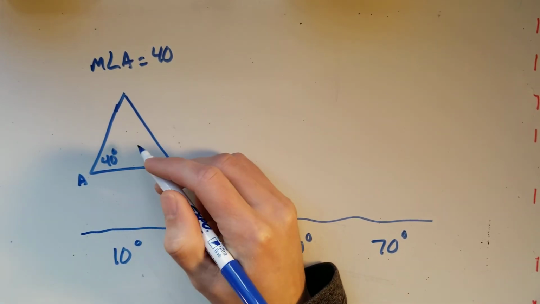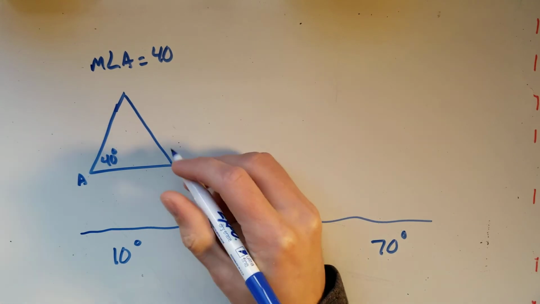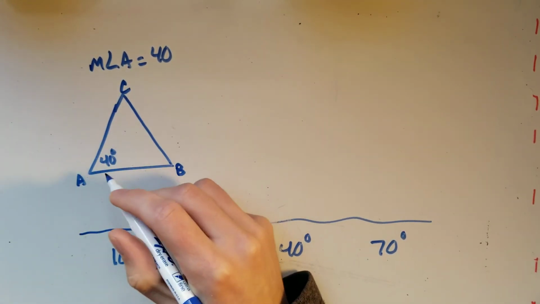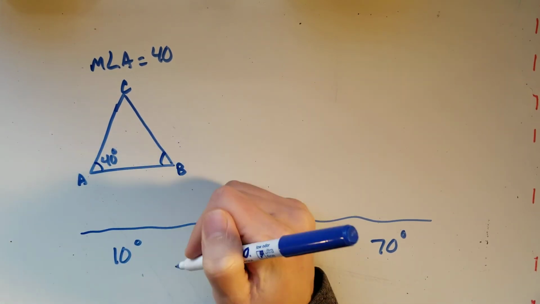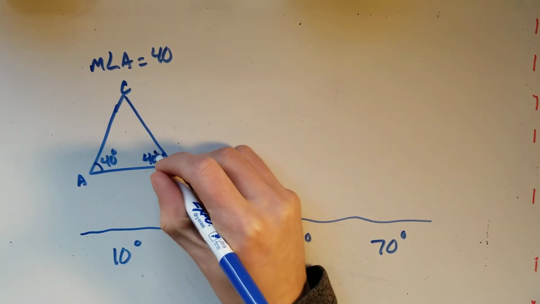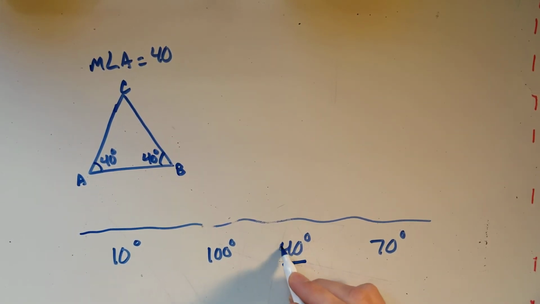Let's say, we also know it's an isosceles triangle, so let's say these two angles, we'll say A and B, are congruent, because in an isosceles triangle you're going to have one pair of congruent angles. So let's say B is also 40. So therefore you could also have another angle that measures 40.